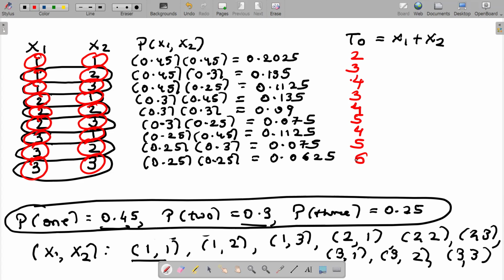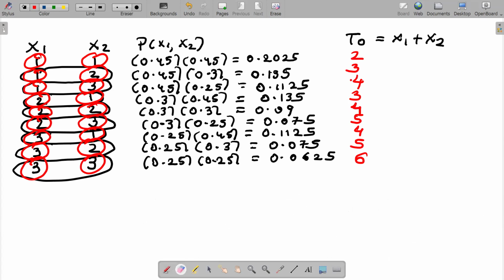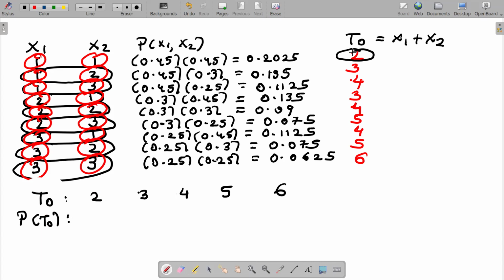So now I can come up with the sampling distribution of T0. If I erase all this off, I can write at the bottom T0 and P of T0. So T0 takes the following values. It takes the value 2, it takes the value 3, it takes the value 4, it takes the value 5, it takes the value 6. P of T0 will be as follows. What's the probability of taking the value 2? So 2 comes here and we don't have any other 2. So that means the probability is 0.2025.